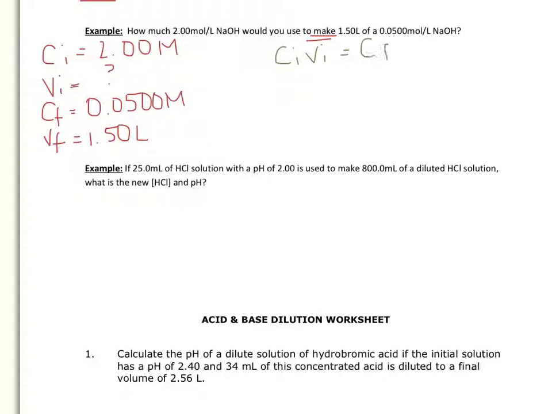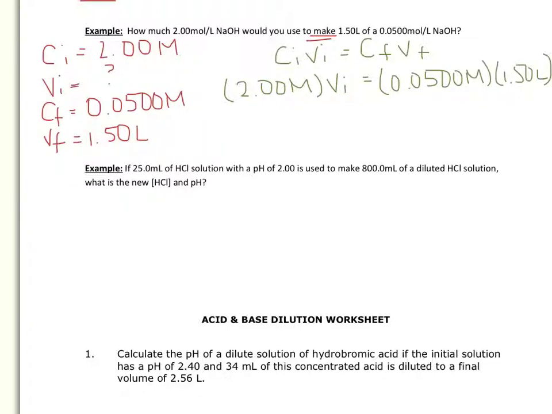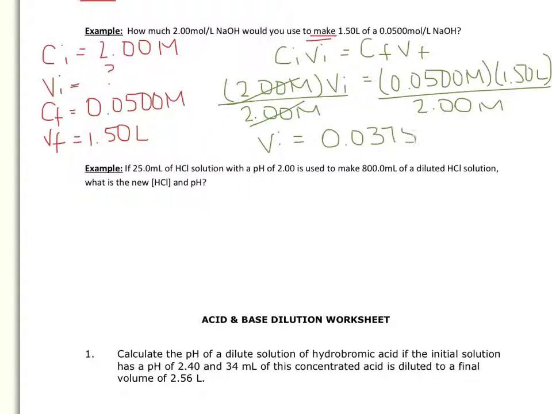CiVi equals CFVF. We have a 2 molar initial concentration times the initial volume equals 0.05 molar times 1.50 liters. Here notice that volume has been given to us in liters, and we're looking for another volume. So our answer this time, as opposed to the last question, will be in liters already. Also notice that each number has 3 significant figures, so our answer should also have 3 significant figures. And that would be 0.0375 liters.